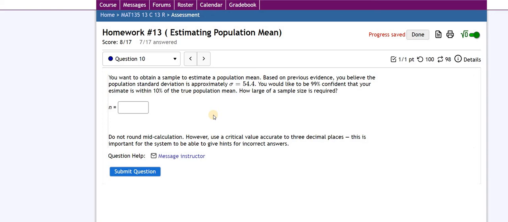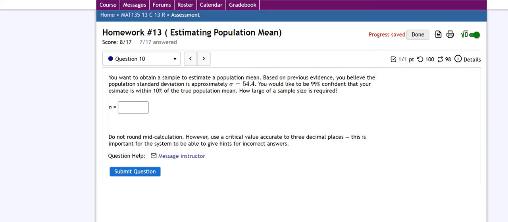For this question, you want to obtain a sample to estimate a population mean. Based on previous evidence, you believe that the population standard deviation is approximately 54.4. So the standard deviation is 54.4, and you would like to be 99% confident, so the confidence level is 99%. You want your estimate to be within 10% of the true population, so the margin of error is 10%.